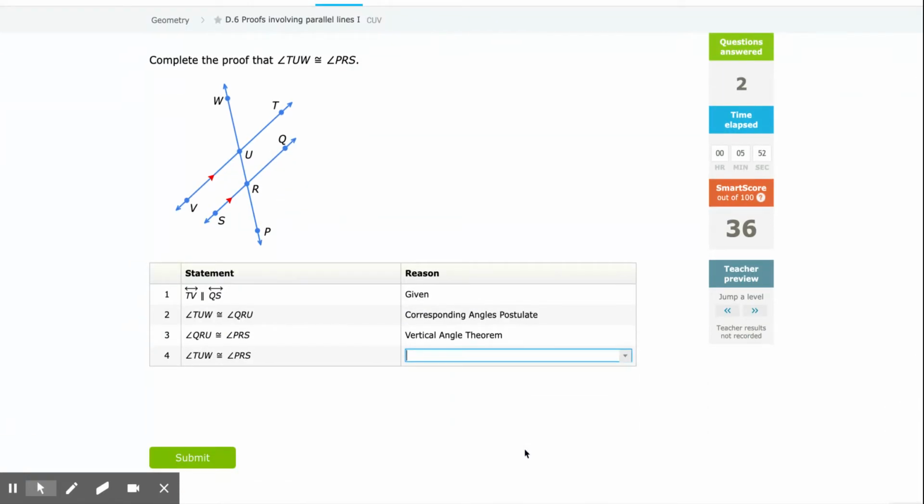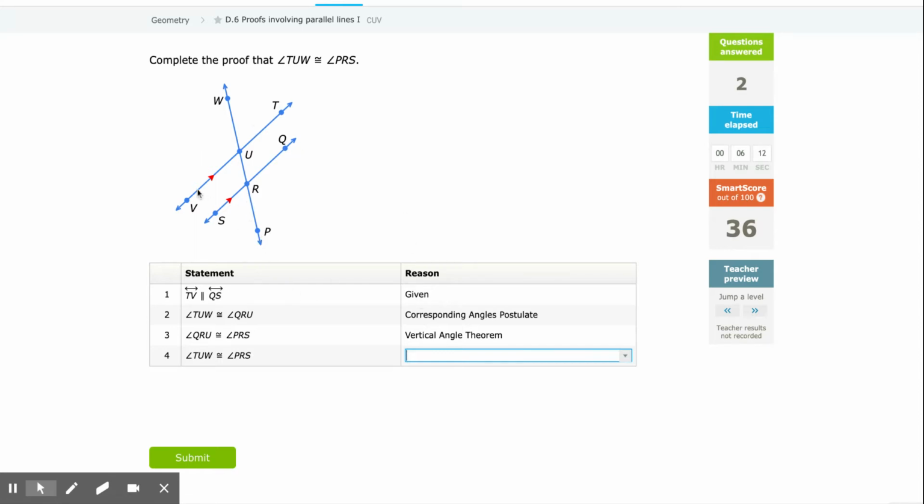Now let's move on to this next one here. I'm going to do maybe one more. Here it says, complete the proof, first of all, that angle TUW is congruent to angle PRS. So I'm trying to prove this is congruent to that.